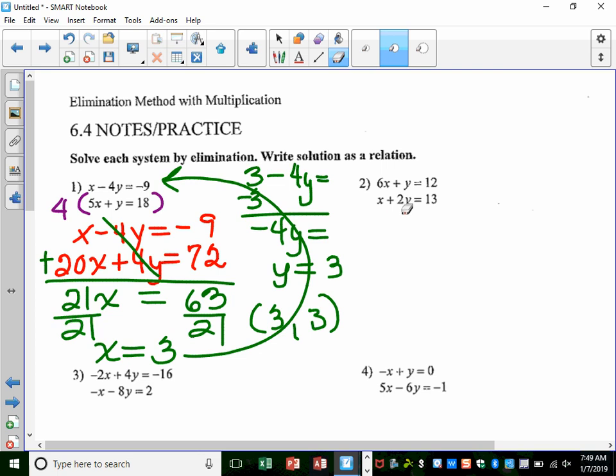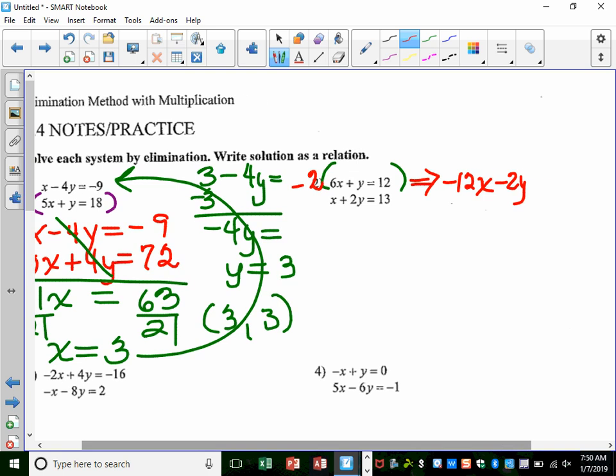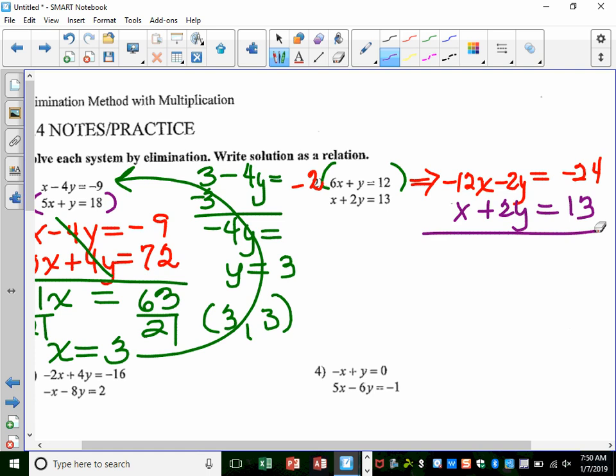So if this is a +2y at the bottom, what do I want the one at the top to be? A -2, right? So that means I'm going to multiply this entire equation by -2. All right, so that's going to change that to -12x minus 2y equals -24. And then I just rewrite the other one exactly like it is. Okay, so really the only new part of this lesson is to do that multiplication. So one of your variables can be eliminated.